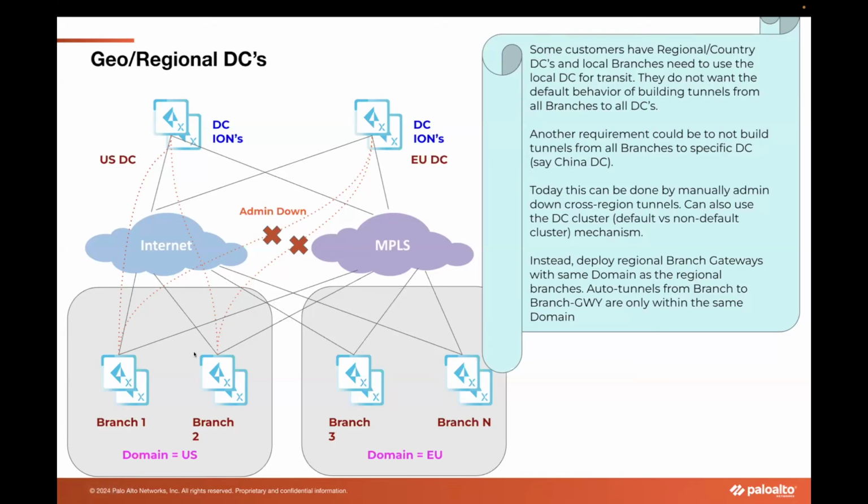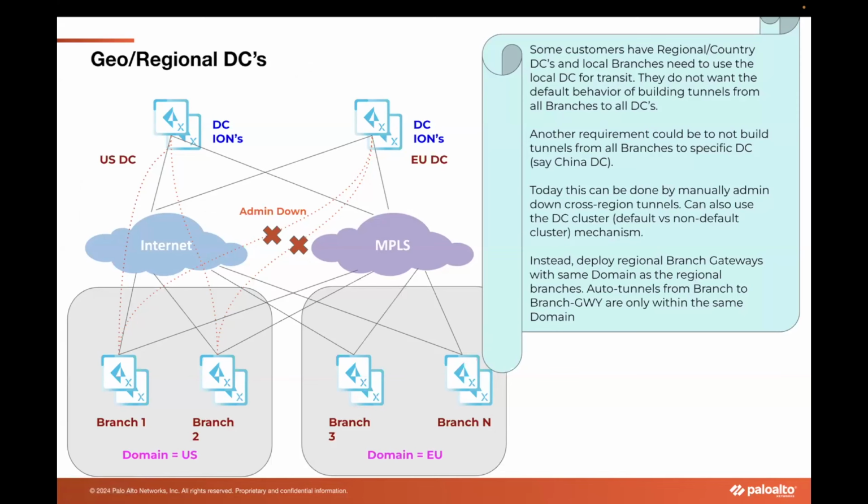Prior to this summer, that was not possible, because the branches would automatically build tunnels to every other DC in the deployment. So the solution for this so far was that you had to manually admin down the tunnels that you do not want to have established, for example from US to China. Now, the same scenario can be simplified by using the branch gateway, because, like Bill mentioned, branches in the domain will automatically build tunnels only to the branch gateway in the same domain.